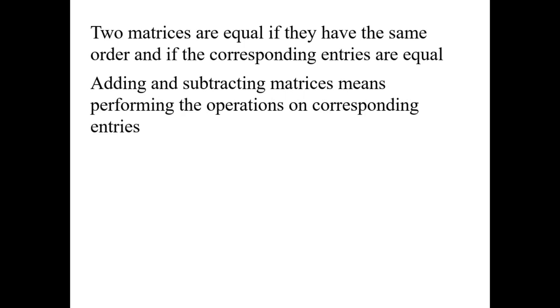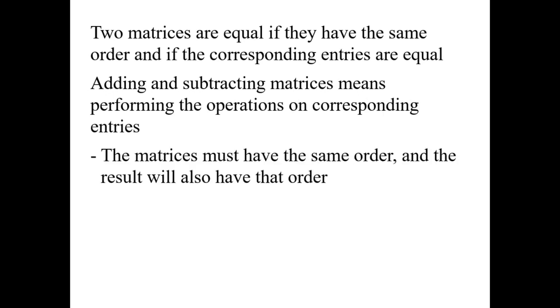Adding and subtracting matrices means performing the operations on corresponding entries. Again, that sounds familiar because we said the same thing with vectors. So if we add two matrices together, just add the corresponding pieces. The only way that works is if they're the same size. So you can only add or subtract two matrices if they have the same number of rows and the same number of columns. And then when you finish with that addition or subtraction, the result will be the same size.